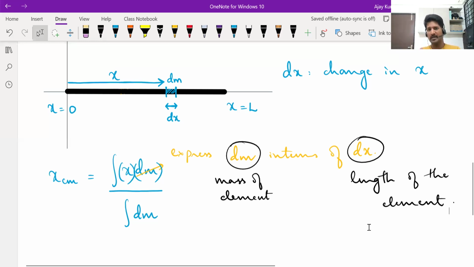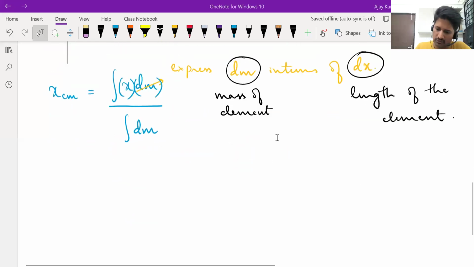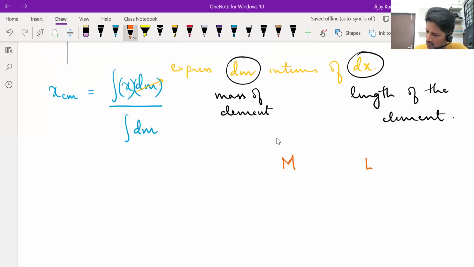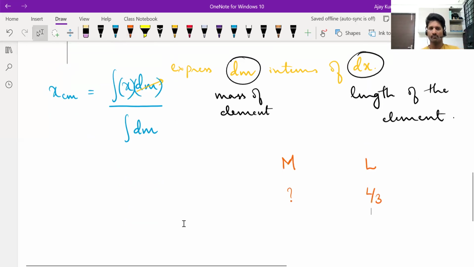Now we have to express the mass in terms of the length. Saket, you tell me, suppose the total mass of the rod is m over a length L. How much will be the mass for a length L by 3? If m is the mass for a length L, how much will be the mass for a length L by 3? M by 3, sir. M by 3, 1/3 of the mass.